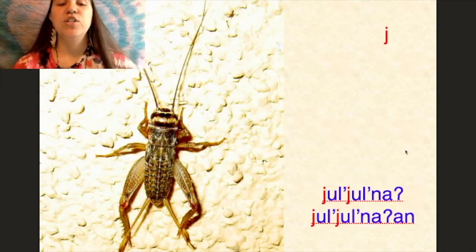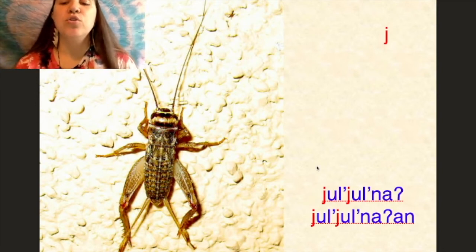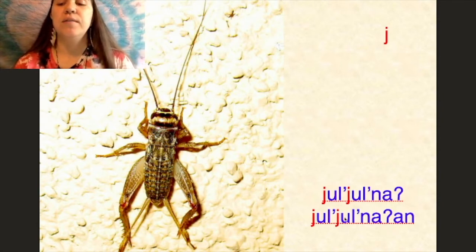And here we have j, as in jolchona, jolchonaan. And this is for cricket, j, jolchona, jolchonaan.